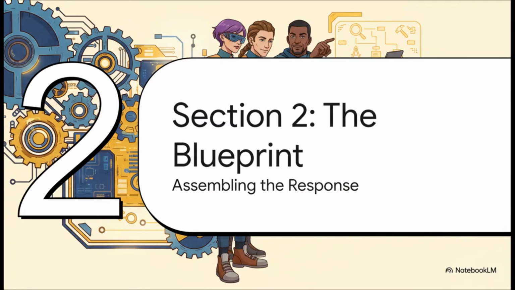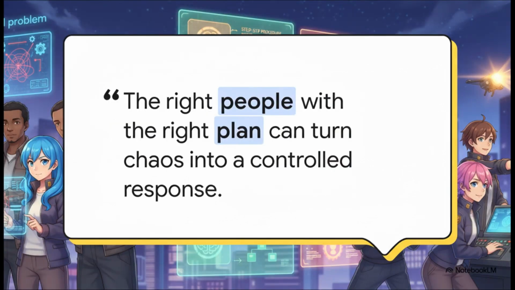So we've figured out what we're facing. Now what? Well, now we move to section 2, the blueprint. This is all about how we assemble our response before we actually do anything. And this quote says it all, doesn't it? Before you jump in and start trying to fix things, you need a plan. And even more important than the plan, you need the right people to make it happen. Chaos is really just what happens when there's no blueprint.